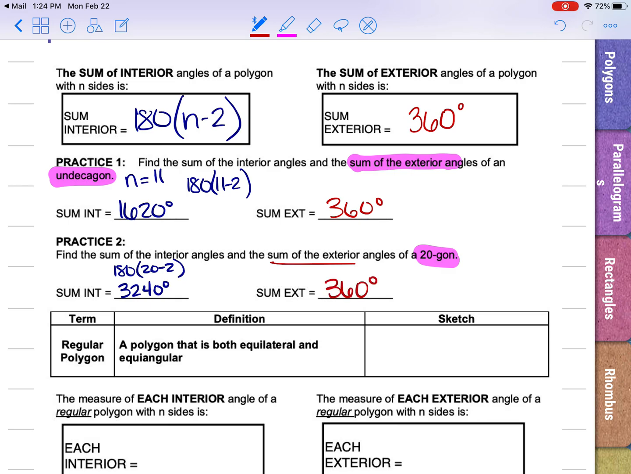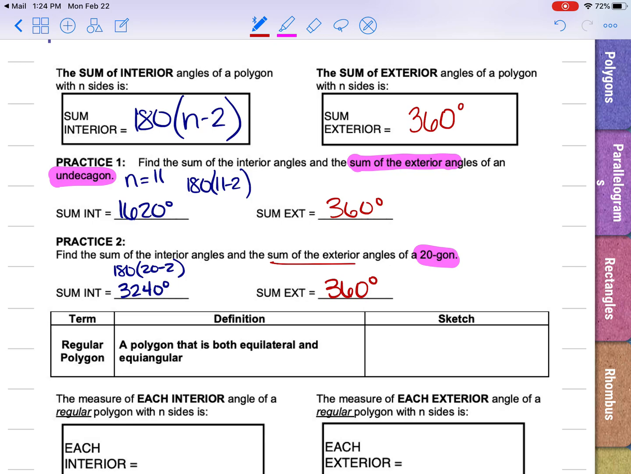So that's how those two formulas work. A couple of things to pay attention to. One, is it interior or exterior? And two, is it asking for the sum? Because we will do something else here in a minute. And also, what is your n? How many sides does the figure have?